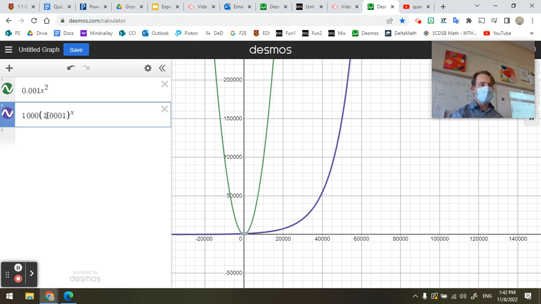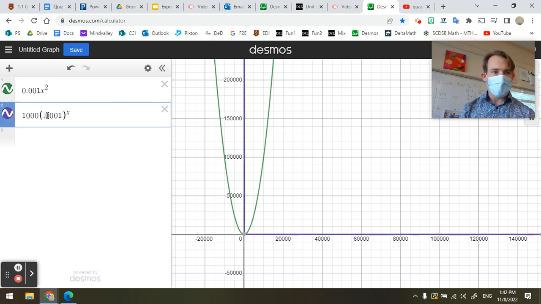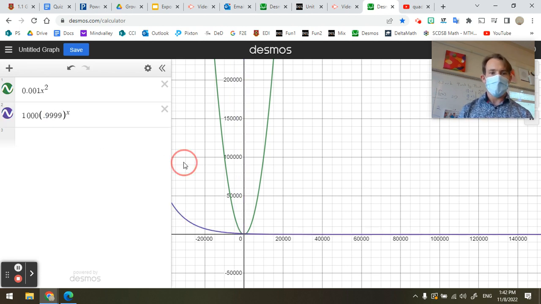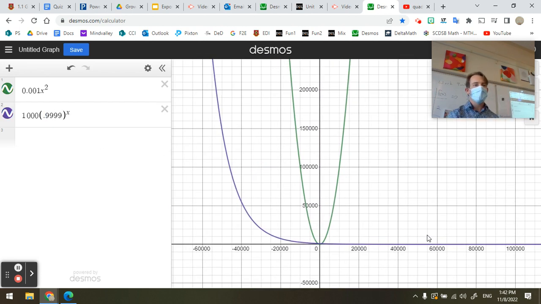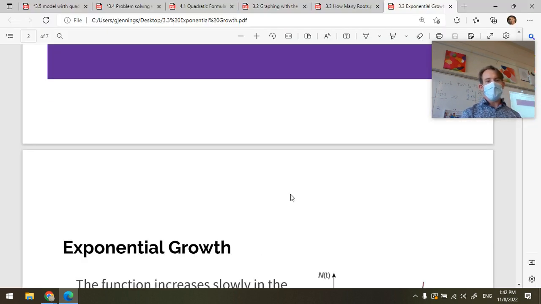If this is the other way, if I have something like 0.99999, you'll see it goes the other way. And that's what we were just seeing with numbers less than 1 getting smaller as we go through the x-axis, and numbers greater than 1 getting bigger as we go through the x-axis. Today we're looking at the happy side of that, exponential growth. So let's take a look. Exponential growth.